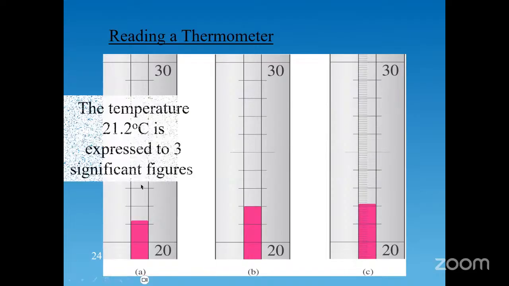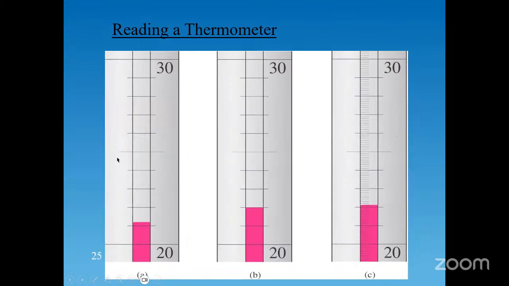In this particular case, it is 21.2. But like I said, if somebody had said 21.1, I would give that person full credit, right? And therefore, these two digits we're certain about, and this digit is an estimated digit. So the total number of significant digits expressed here is 3 significant digits, all right?